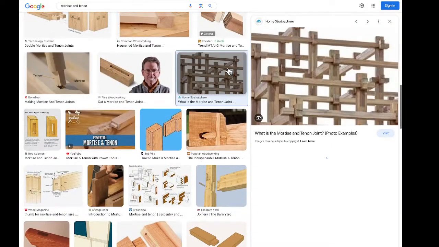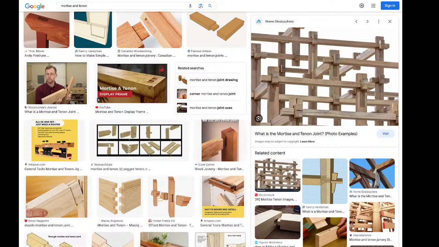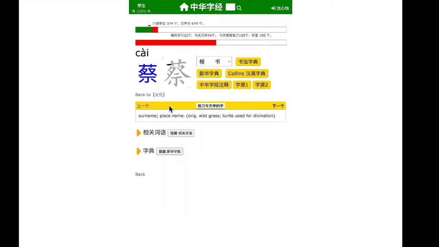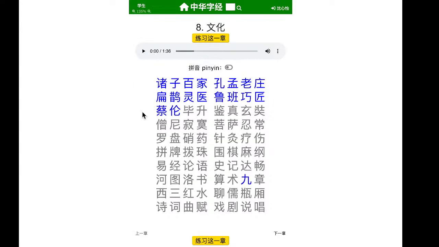So these are some really advanced carpentry techniques that this guy Luban invented. This is another word that's hardly used anymore outside of names, like people's names or places' names. But originally, you see this grass on top. Originally, this referred to wild grass, or also to these big turtles whose shells were used for divination. But in this context and most contexts that you will encounter, this is a name. Luin. Luin refers to order or human relationships. And Cai Luin is a person, a historical figure.